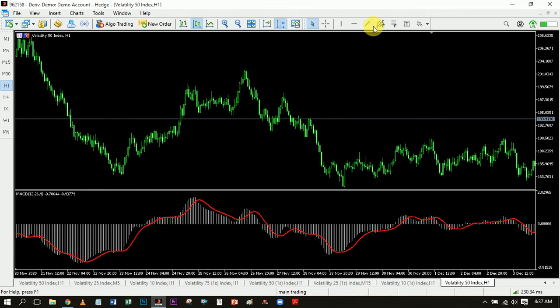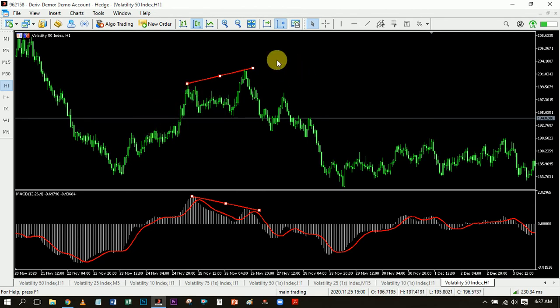Okay, this is a very good one. You can see the market was going up here, and you can see the market pushed down here. So from here to here, this is a bearish regular divergence. That is, it's telling that the market is changing direction.